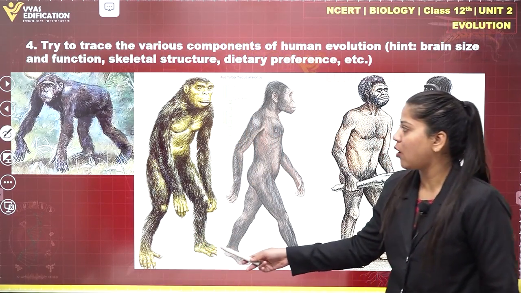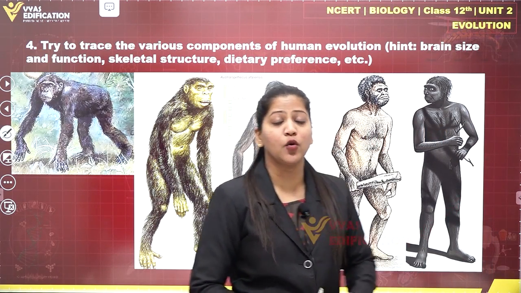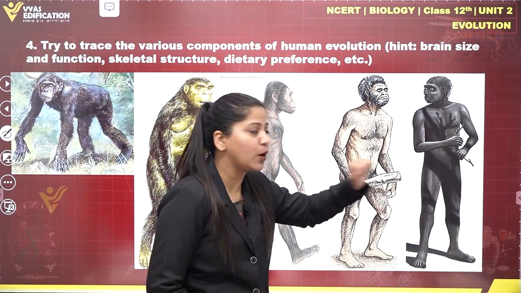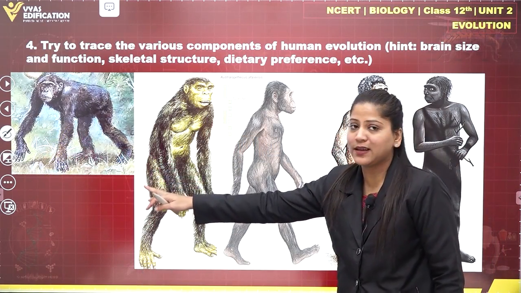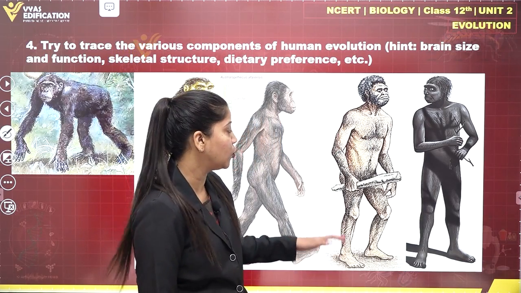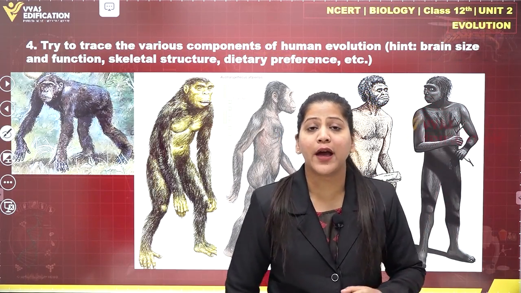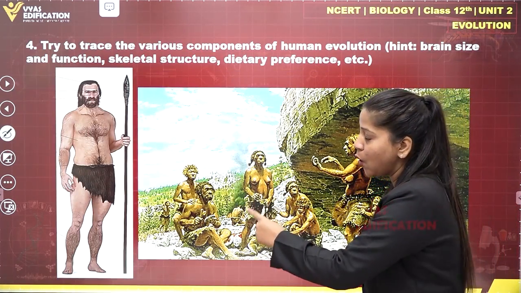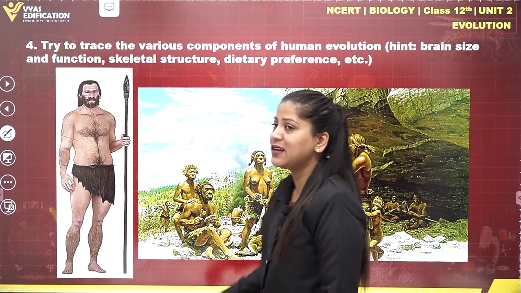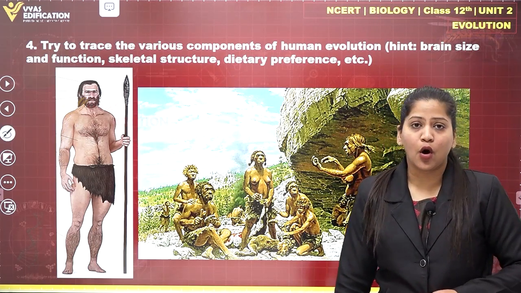Then this is the picture of Ramapithecus. Then this is your picture of Australopithecus. After Australopithecus, who evolved? Homo habilis evolved. Then after Homo habilis, Homo erectus evolved, and after Homo erectus, Homo Neanderthals evolved. After Homo Neanderthals, Homo sapiens evolved. So this is the pattern of human evolution.